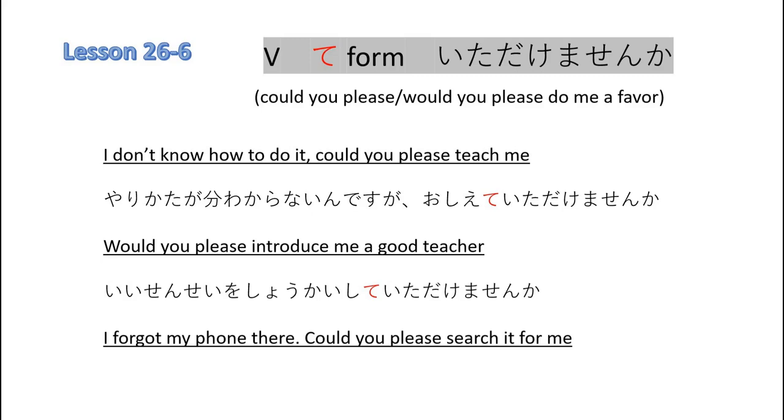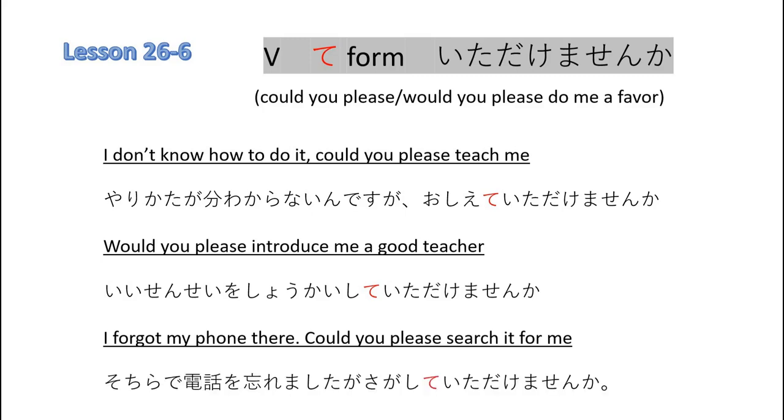Another example. I forgot my phone there. Could you please search it for me? Phone is 電話. Forgot is 忘れました. そちらで電話を忘れましたが? Could you please search? So, search is 探します. Te form will be 探して and then いただけませんか? 探していただけませんか? そちらで電話を忘れましたが、探していただけませんか? So, in this way, the te form いただけませんか can be used when you want to ask someone to do a favor for you.